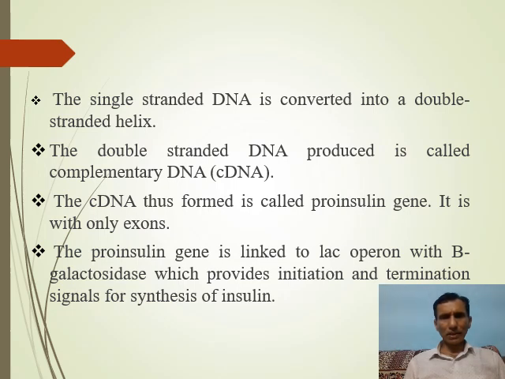That single stranded DNA obtained is converted into a double stranded helix, and the double stranded DNA produced is called complementary DNA. This cDNA thus formed is called the proinsulin gene. That proinsulin gene is linked to the lac operon with beta galactosidase, which provides the initiation and termination signals for the synthesis of insulin.